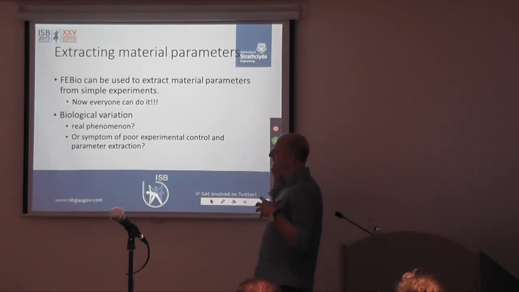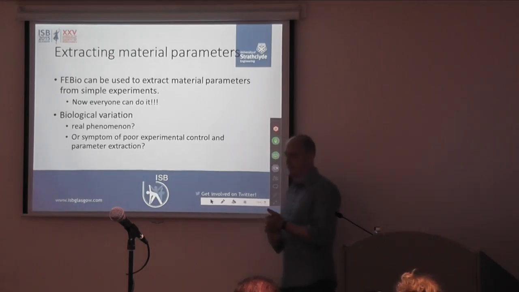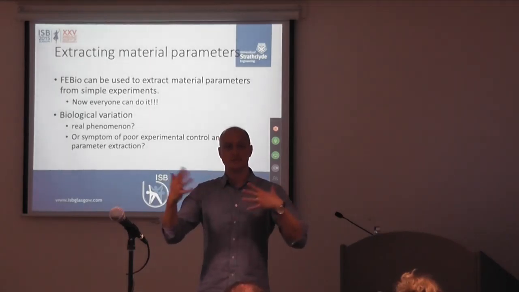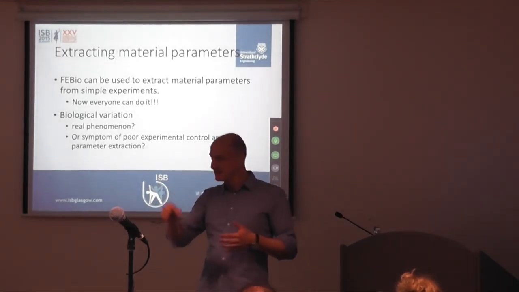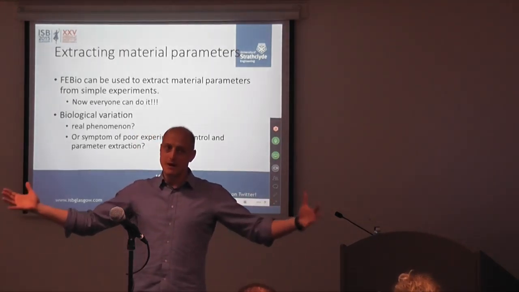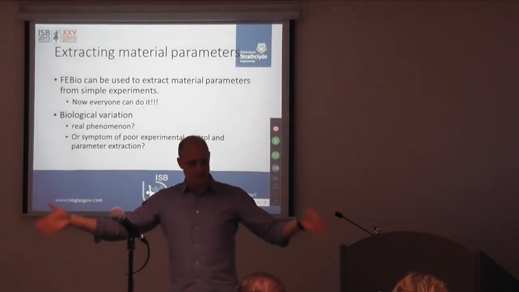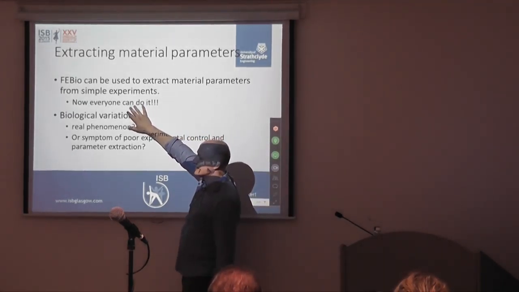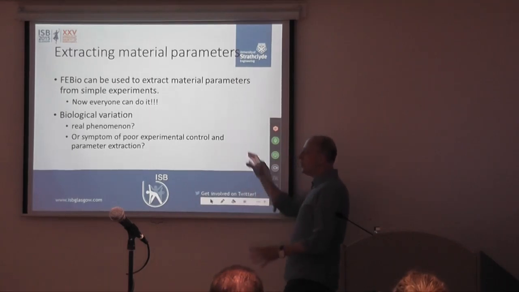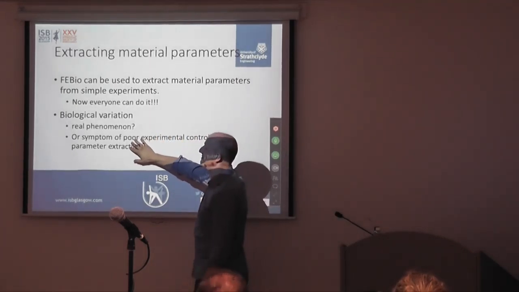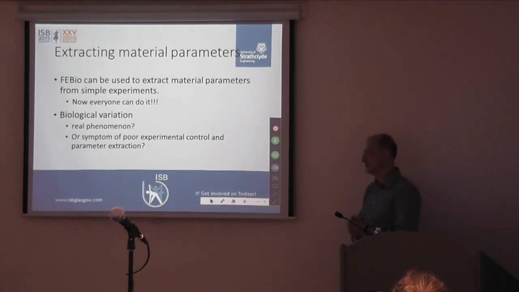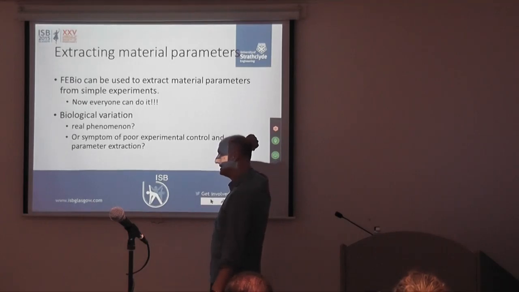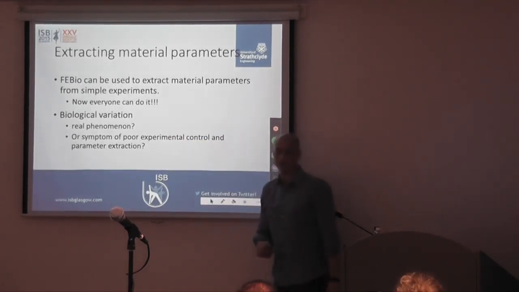Okay. Now, all experimental data has biological variation in it. Okay, so the parameters that you get from these models vary quite considerably from specimen to specimen. Everyone who works with biological tissues knows that you've got to do lots of experiments to hone in on a certain answer. I think there's a question whether this is a real phenomenon, or whether the biological variation is a symptom of poor experimental control and parameter extraction. Okay, and different people doing different things, or probably a combination of the two more like.